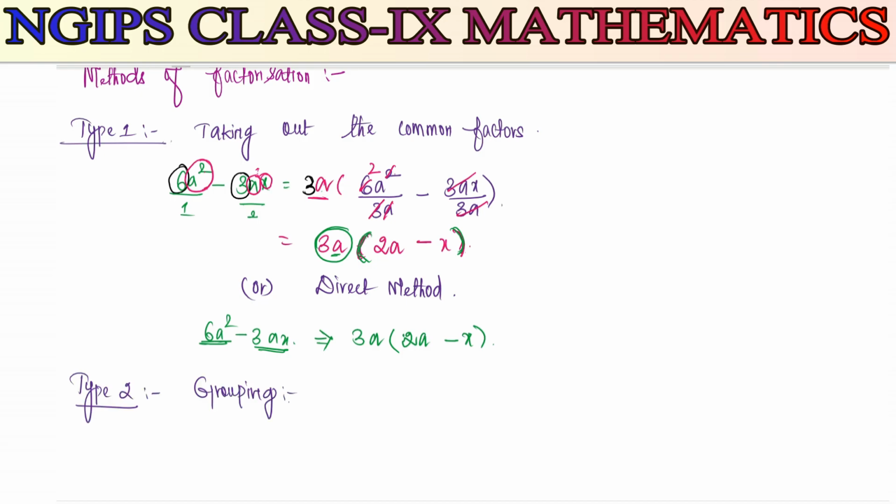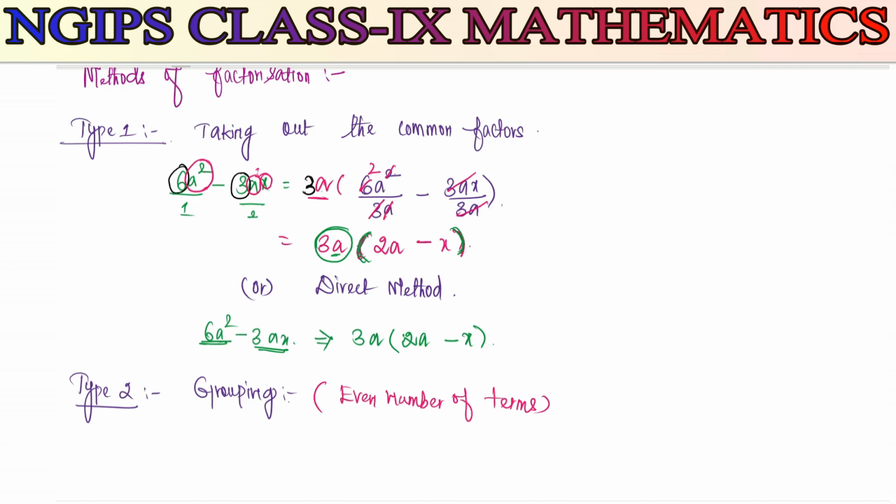Okay, the second one, grouping. An expression of an even number of terms may be resolved into factors if the terms are arranged in groups such that each group has a common factor. Now listen carefully. Here we can easily find that the expression has an even number of terms. In grouping, definitely you will have an even number of terms, which may be resolved into factors if the terms are arranged in groups.